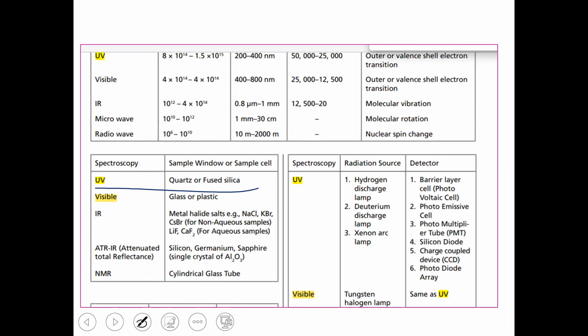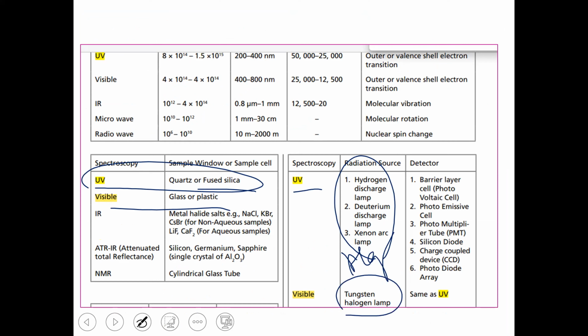And what is the sample cell made up of? UV means it is quartz. Visible means it is glass. And what are the radiation sources? You should be thorough. For UV, hydrogen discharge lamp, deuterium discharge, xenon arc, and even mercury vapor lamps you can add here. And for visible, you have tungsten and carbon arc lamp. And these are the various detectors that are employed in both UV as well as visible.